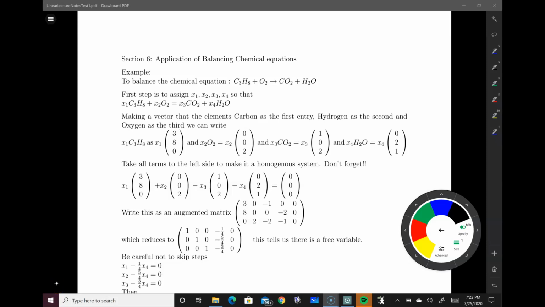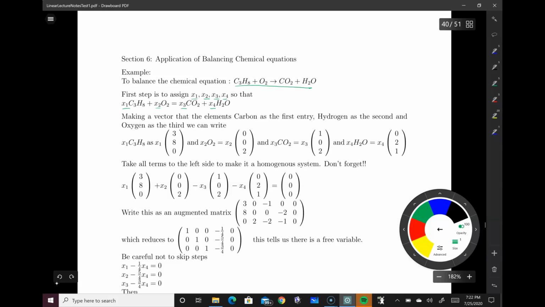All right, so we're going to balance a chemical equation using what we know. If I'm trying to balance this equation right here, first off, I need to assign numbers that I will be putting in front of these chemicals. This is the equal sign right here, and I'm putting numbers x1, x2, x3, x4 in front of the 4 terms. All right.